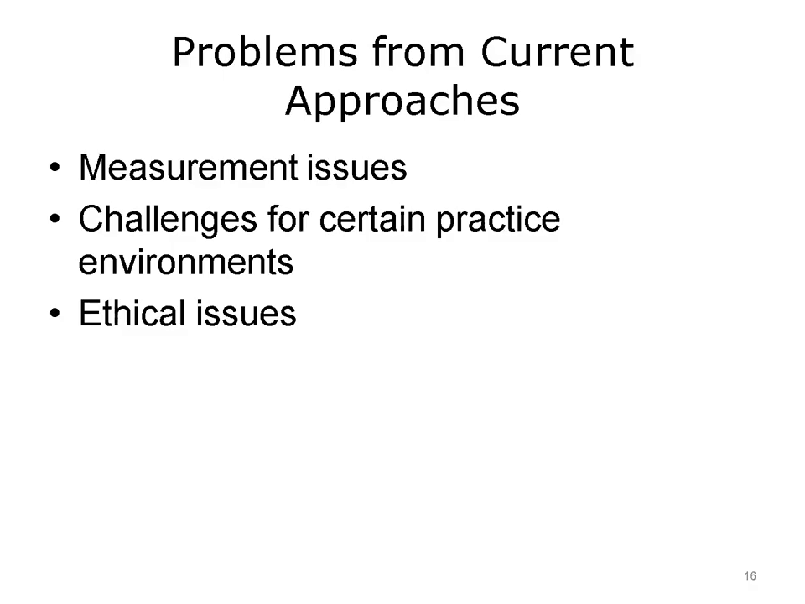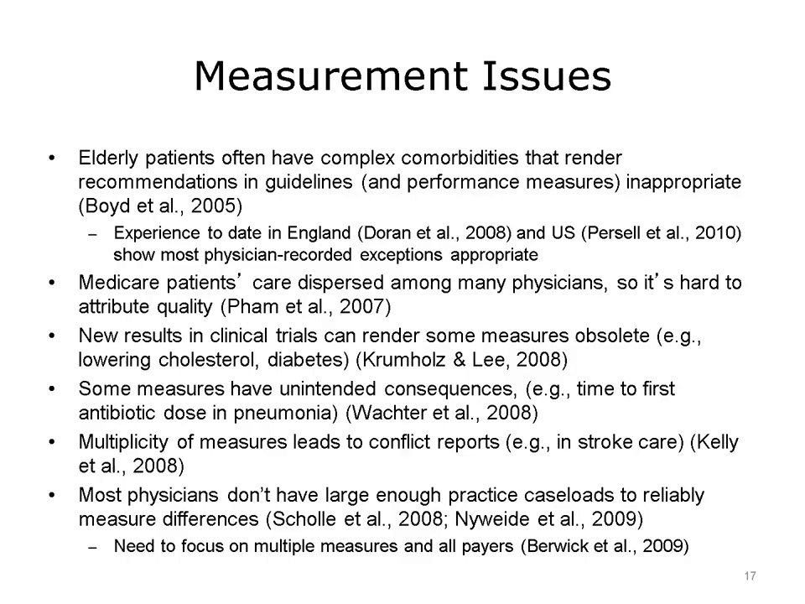The next topic examines some of the challenges, limitations, and ethical issues in quality measurement and improvement. There are a number of challenges related to quality measurement. One of these issues, for example, is in elderly patients who often have complex comorbidities with multiple diseases present. These may render recommendations and guidelines, which sometimes work their way into performance measures, as inappropriate.